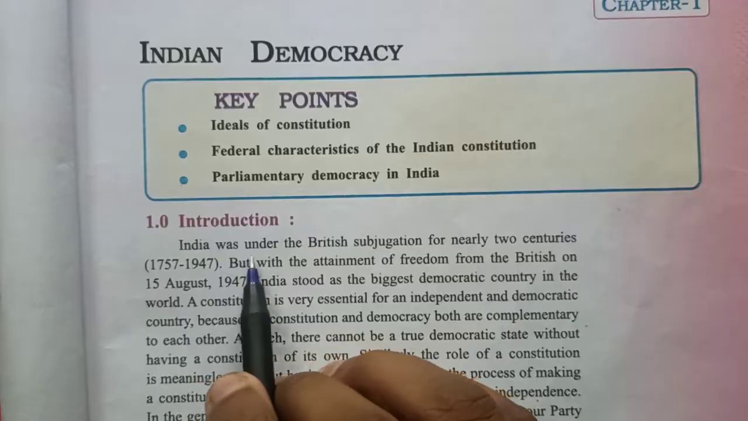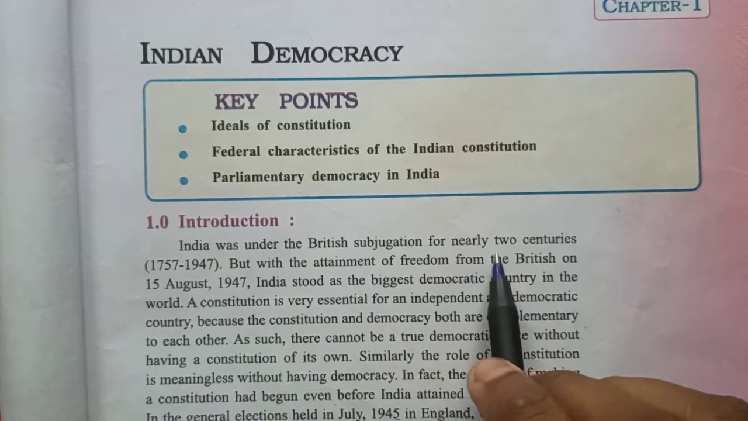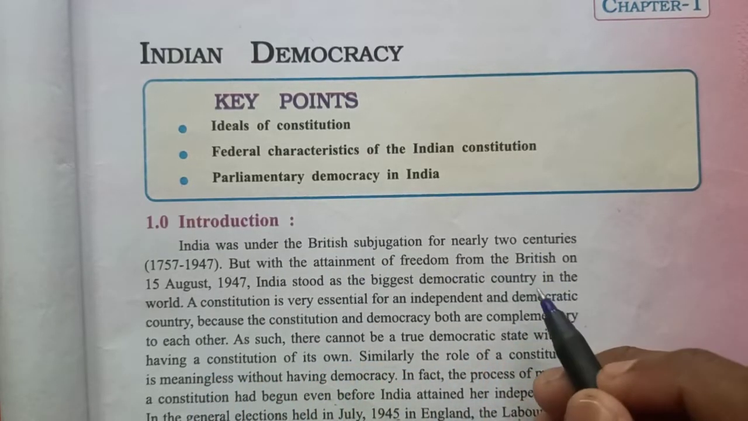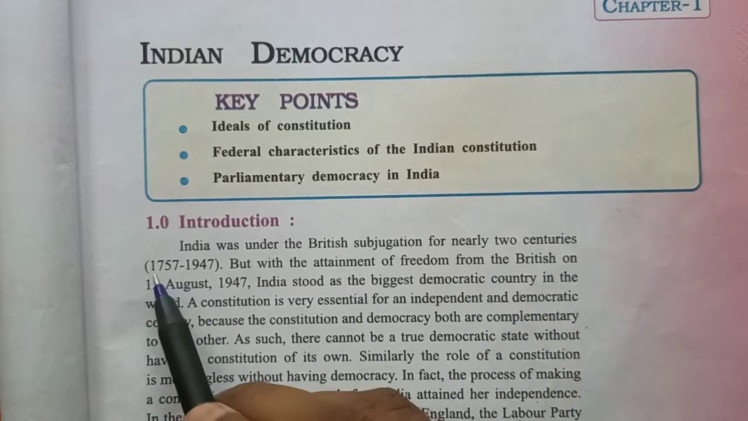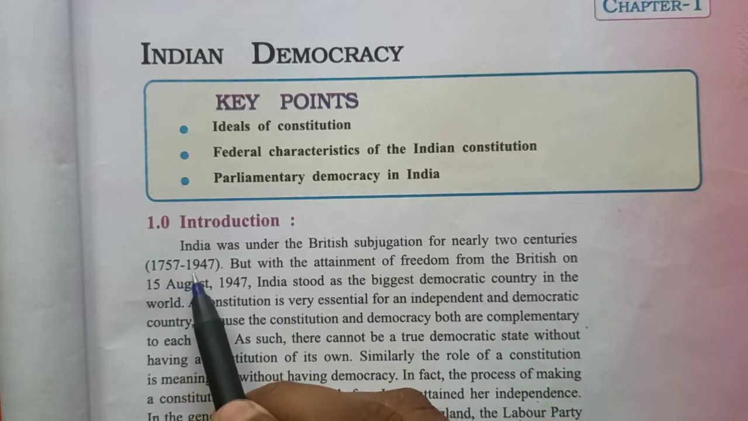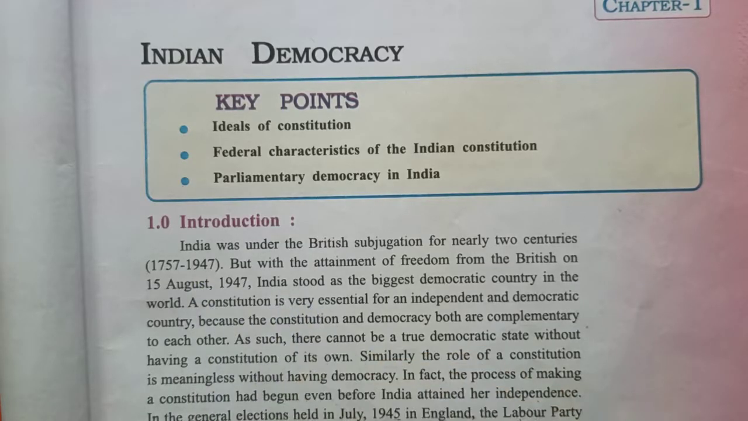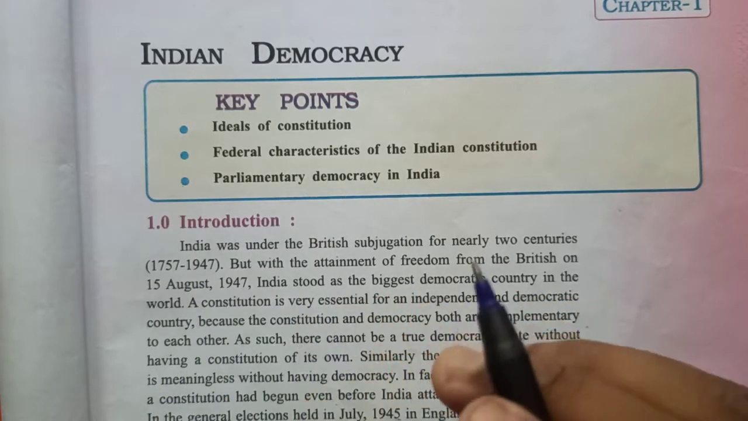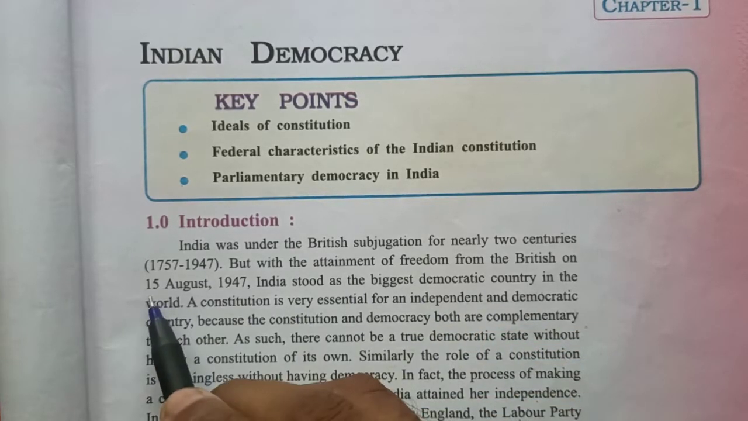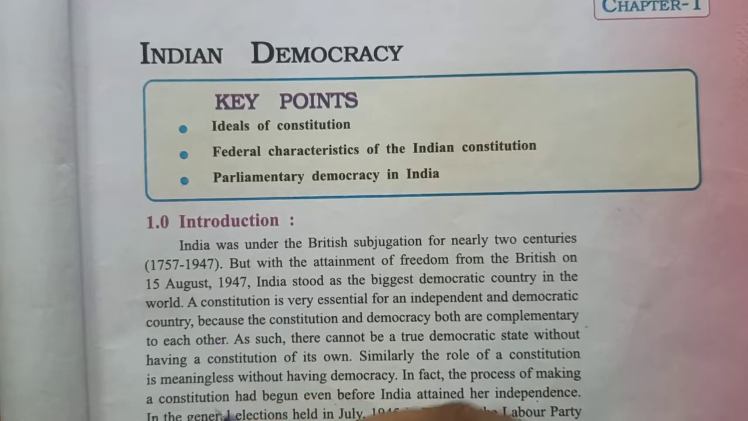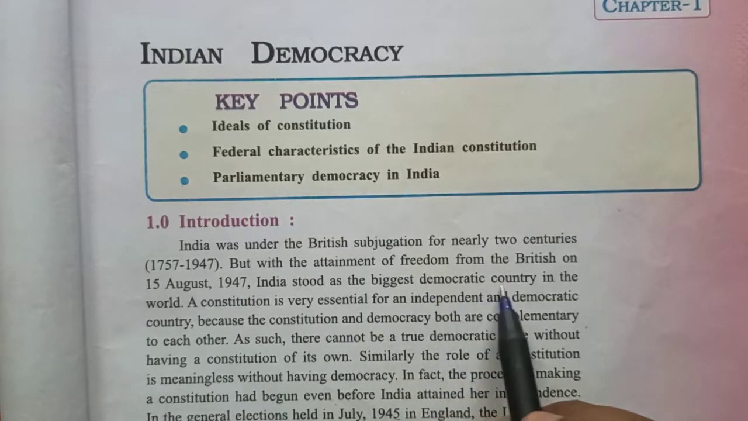Introduction. India was under British subjugation for nearly 2 centuries. Means we were under British control for nearly 200 years, from 1757 to 1947, and now we are independent, and we attained our independence on 15th August 1947. After attaining independence, we are now the biggest democratic country in the world.